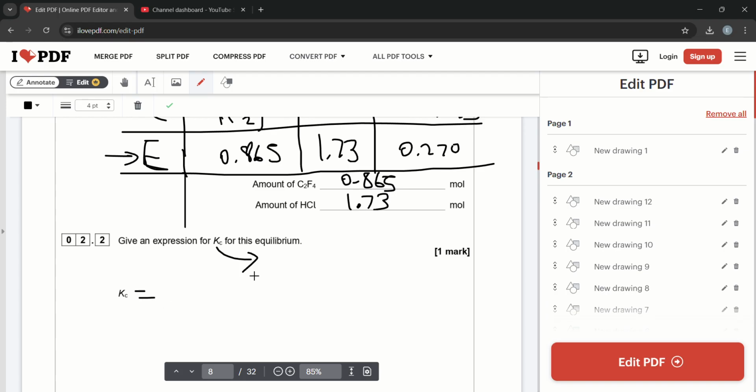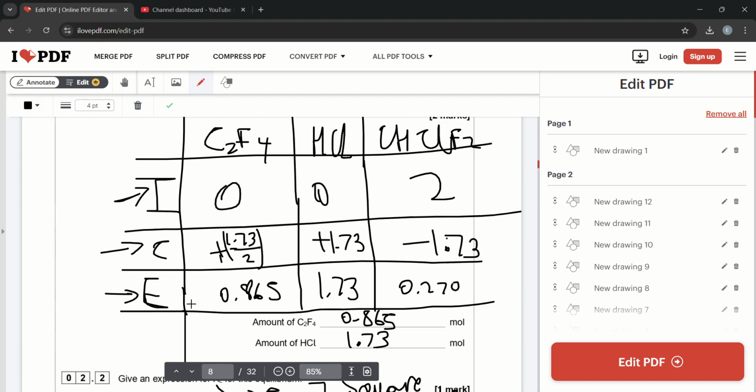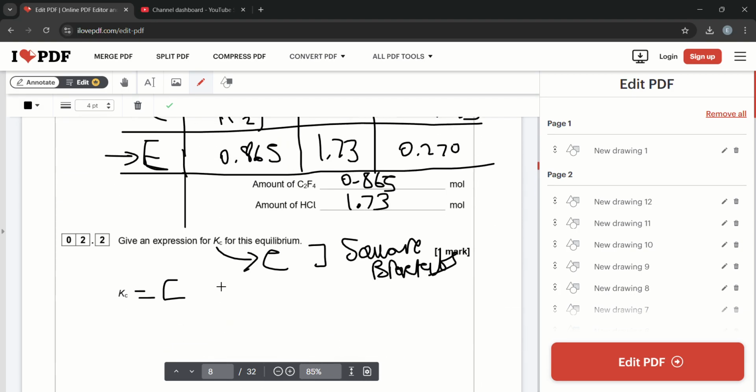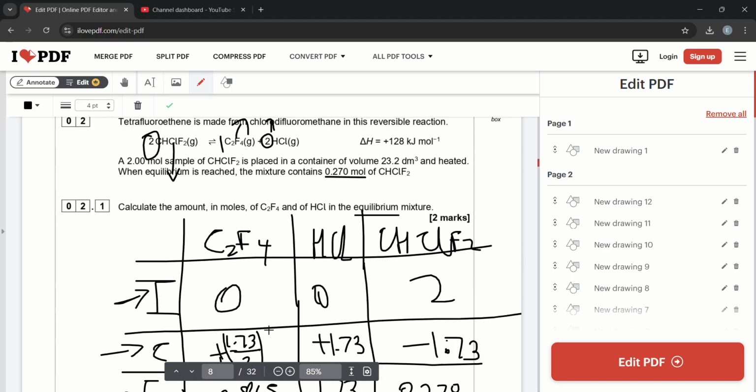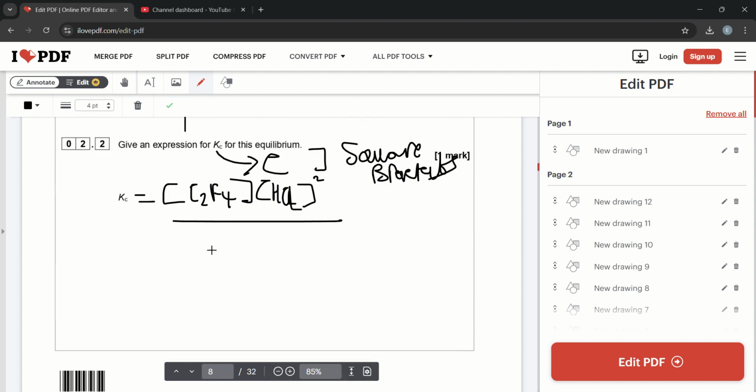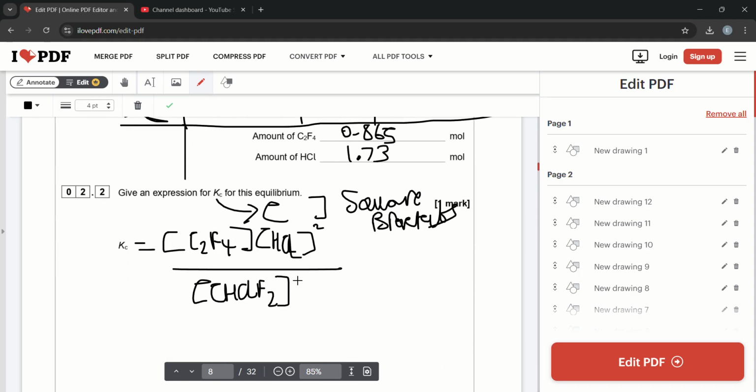2.2, give an expression for Kc for this equilibrium. Well, remember Kc, square brackets of products over square brackets of reactants. So it's going to be C2F4 times HCl, however the HCl has 2 moles, so therefore it's going to be squared, divided by CHClF2, and same with CHClF2, it's got 2 moles, so it's going to be squared.